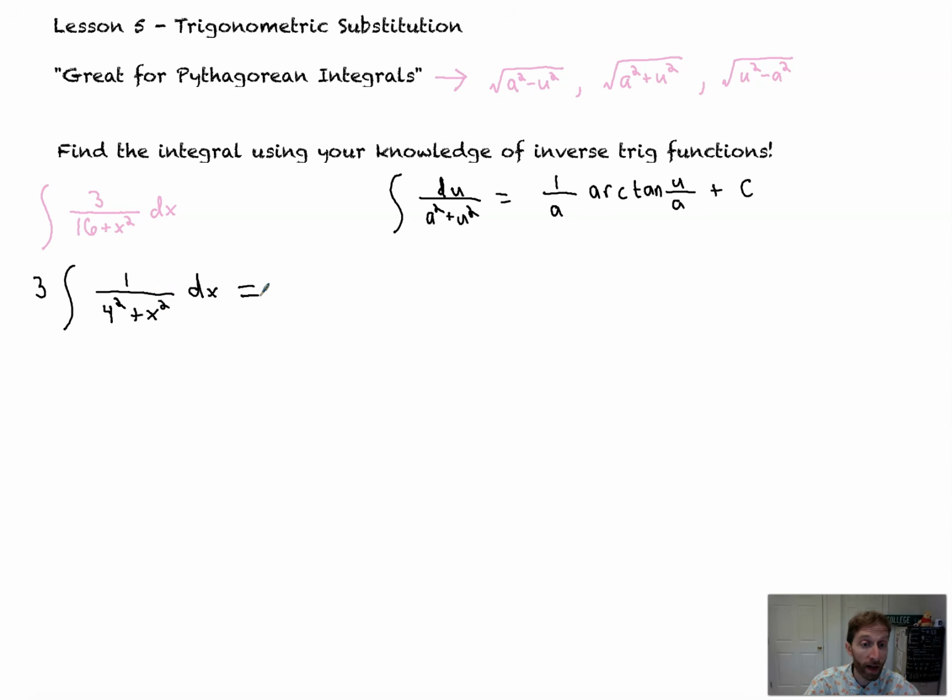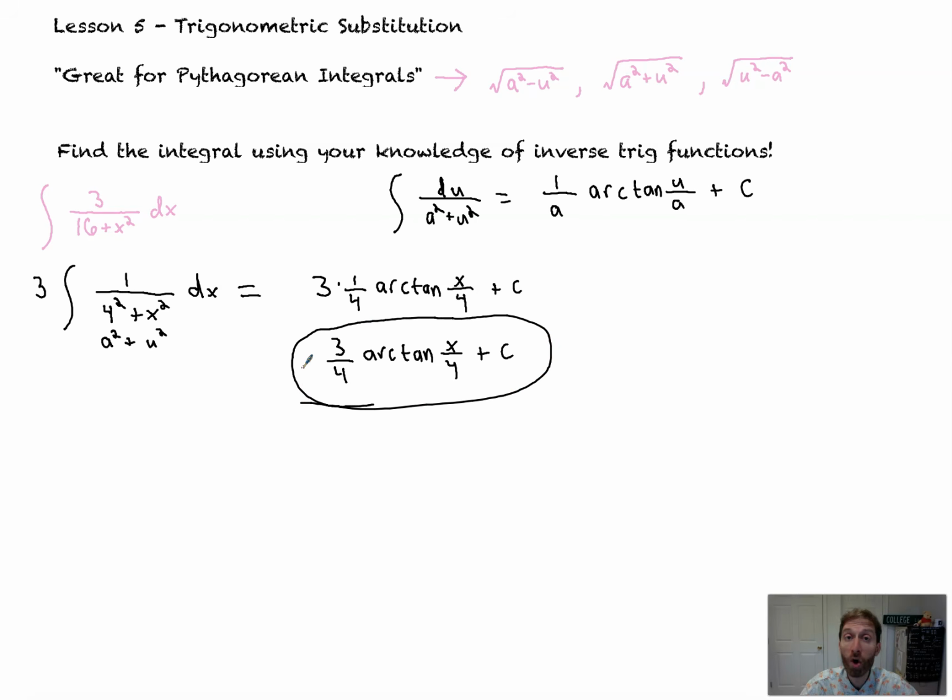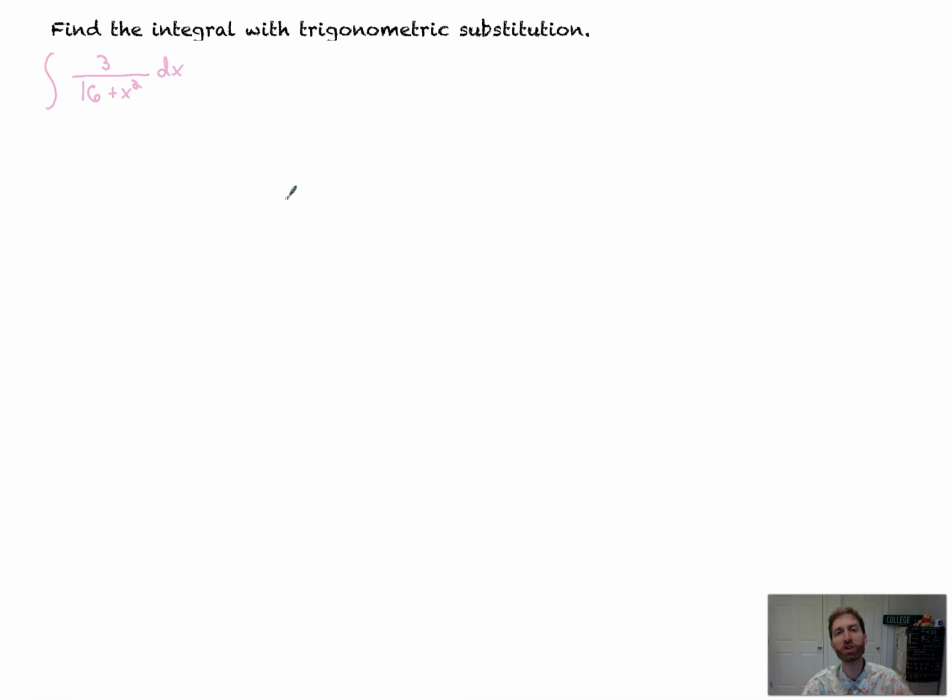So we can use that here. That would be 3 times, a is 4, u is x. So we've got 3 times 1/4, 1 over a, arctan of u, which is x, all over a plus c. And that simplifies to 3/4 arctan of x over 4 plus c. So we can do it that way, or we can do it this way. And now I'm going to show you trig substitution, and this will actually show you a little bit of where we're getting that arctan from.